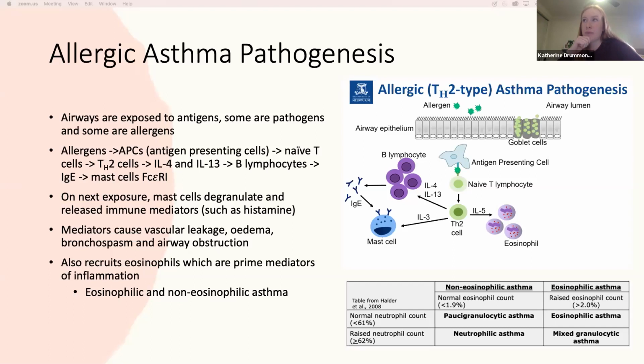Okay, so on next exposure, once these mast cells are primed, they degranulate and release immune mediators such as histamines, which cause vascular leakage, edema, which is like flooding of the alveoli. Again, that's what Stone spoke about before. Bronchospasm and airway obstruction. And it also recruits, I'm not 100% sure how to say this, eosinophils, which are prime mediators of inflammation. And then you've got eosinophilic and non-eosinophilic asthma. And you can see some of the criteria for that over here. I'm not going to go through that.